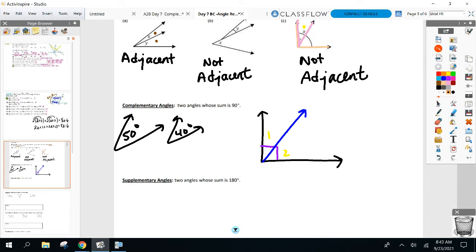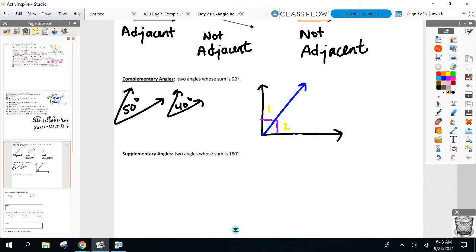Another vocab term, anybody? 1 and 2 are complementary, and they are adjacent, right? Don't assume they're congruent, right? Did I say bisector? Did I put any arc marks on? Nope, so I have no idea if they're congruent, but they definitely are adjacent. Good. Questions, comments? All right, we got complementary.